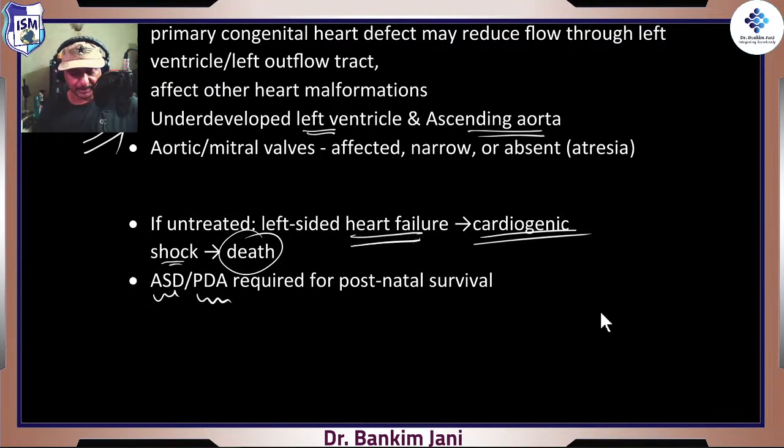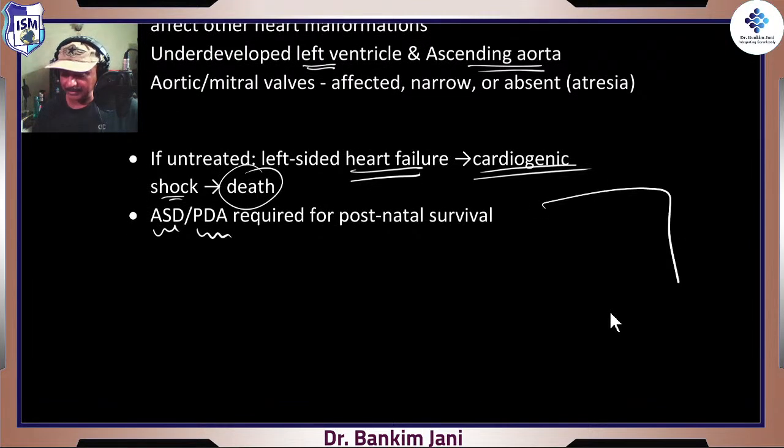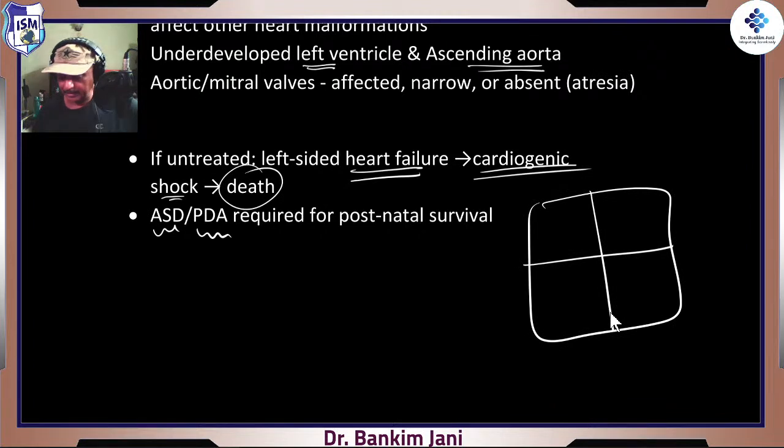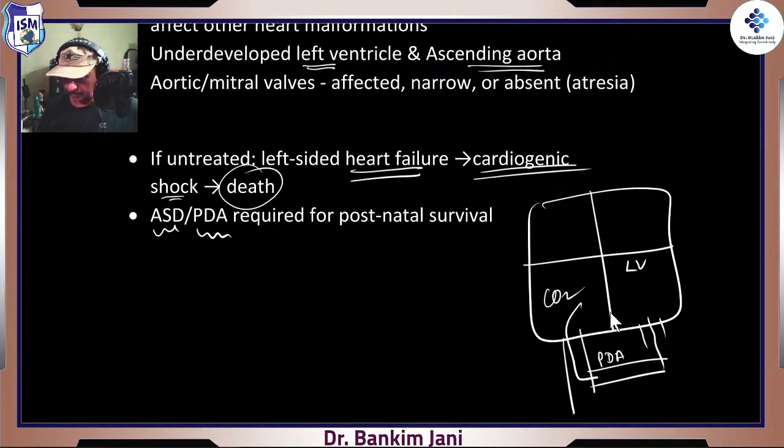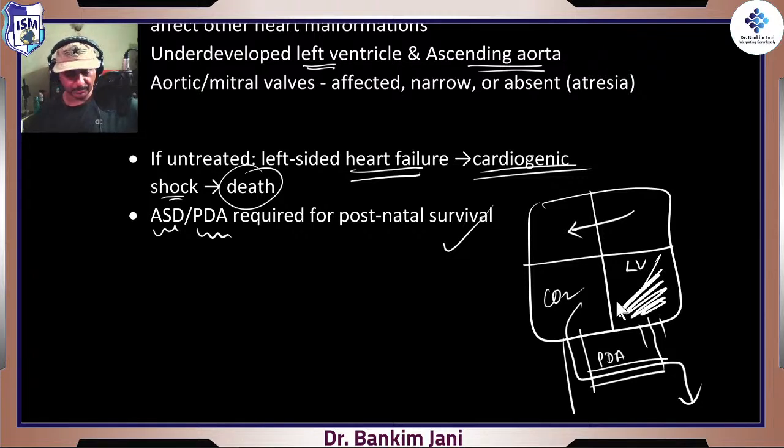ASD or PDA are required for postnatal survival. It is necessary. Why is it necessary? Because once again, we draw our heart like this, and this is the left ventricle. This is a small, thin aorta. But if the pulmonary trunk is there, then there would be connectivity like this, which is a patent ductus arteriosus. So this blood, though it will be carrying carbon dioxide, will trickle into the body and it will continue. At least survival would be possible, right? Hypoplasia means decreased growth, right? Similarly, if there is ASD, blood would be shunted over here, as this is high pressure, and it will go like this.